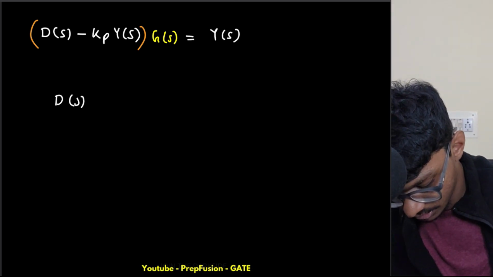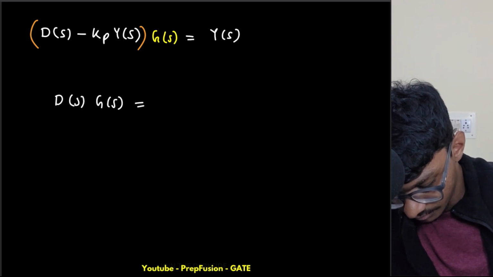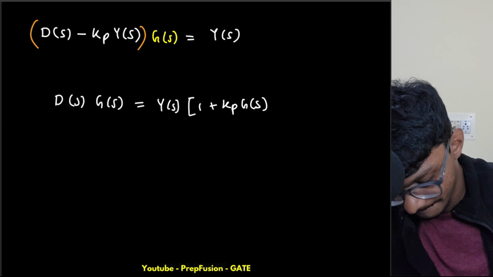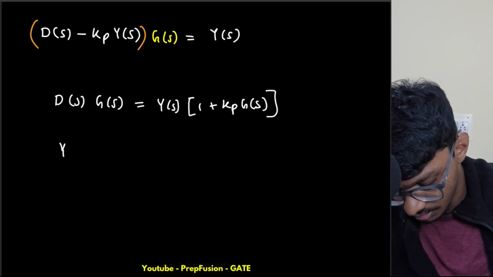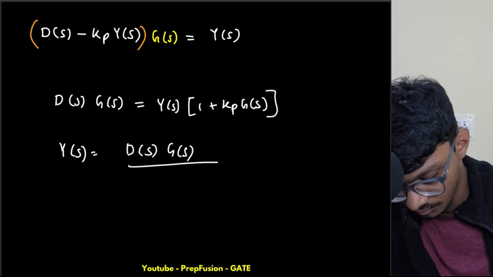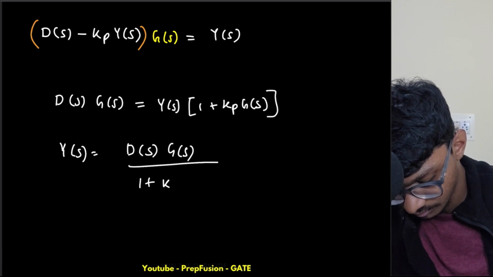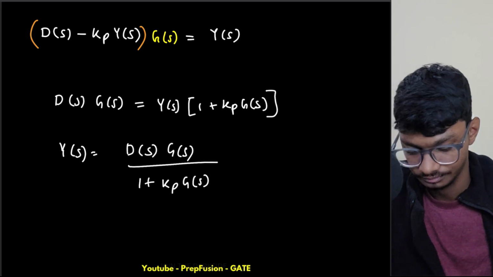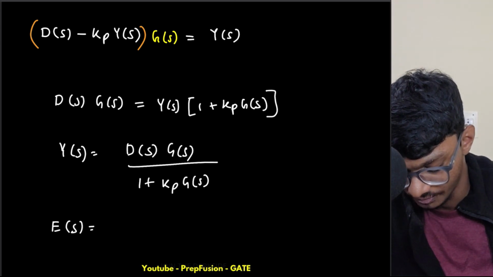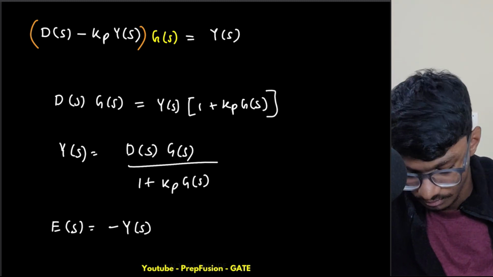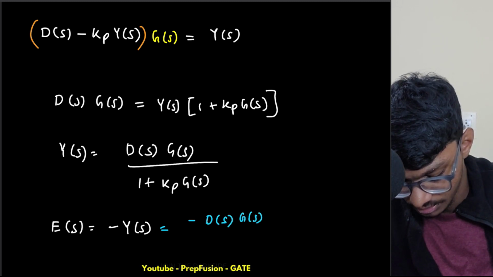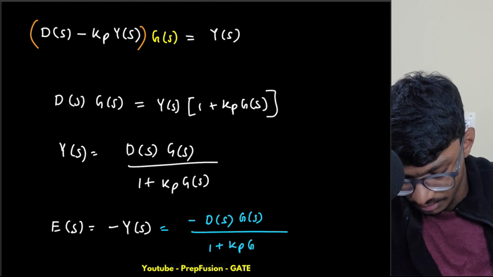So this will be D(s) into G(s) equals Y(s) into 1 plus Kp G(s), and hence my Y(s) will be equal to D(s) times G(s) divided by 1 plus Kp G(s). Okay, so this time we can again apply the final value theorem, but first let me write E(s). E(s) is minus Y(s), so it is equal to minus D(s) into G(s) divided by 1 plus Kp G(s).